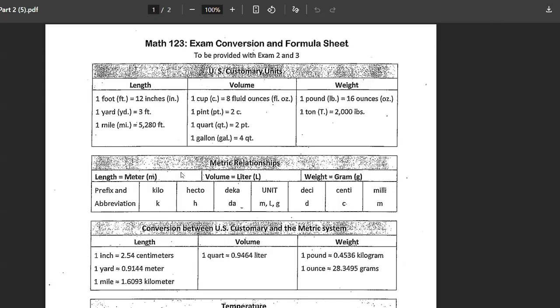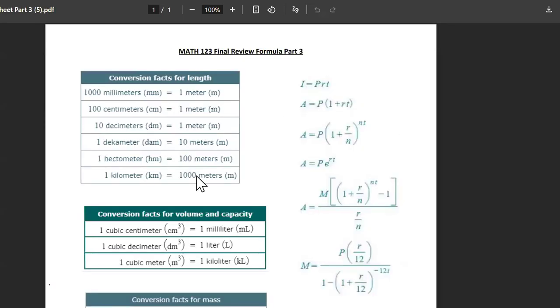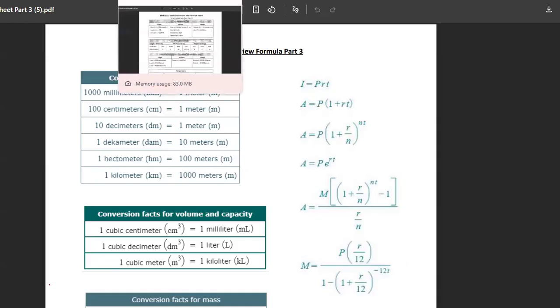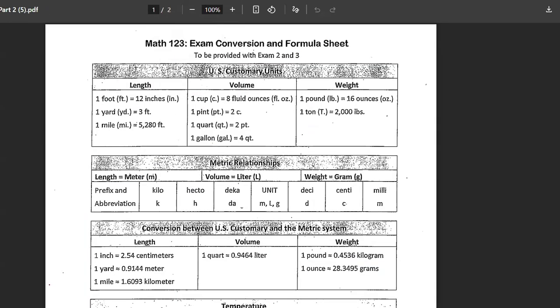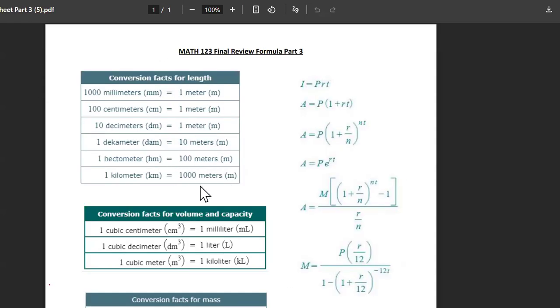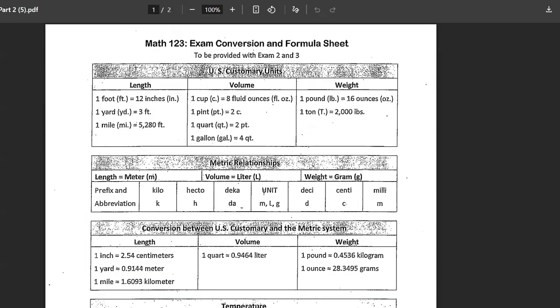For this section and these notes, we're going to be using this formula sheet a lot, as well as this formula sheet. You're allowed to use these formulas on your final. So this formula sheet and this formula sheet are what you want to use when you work out these problems.